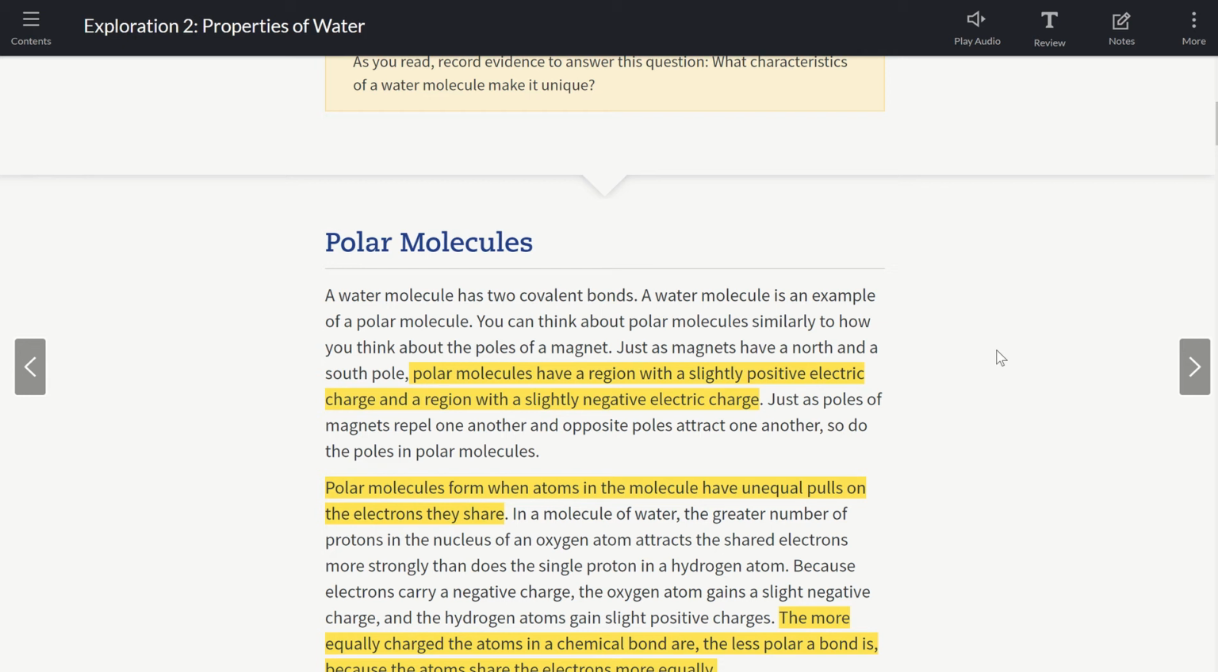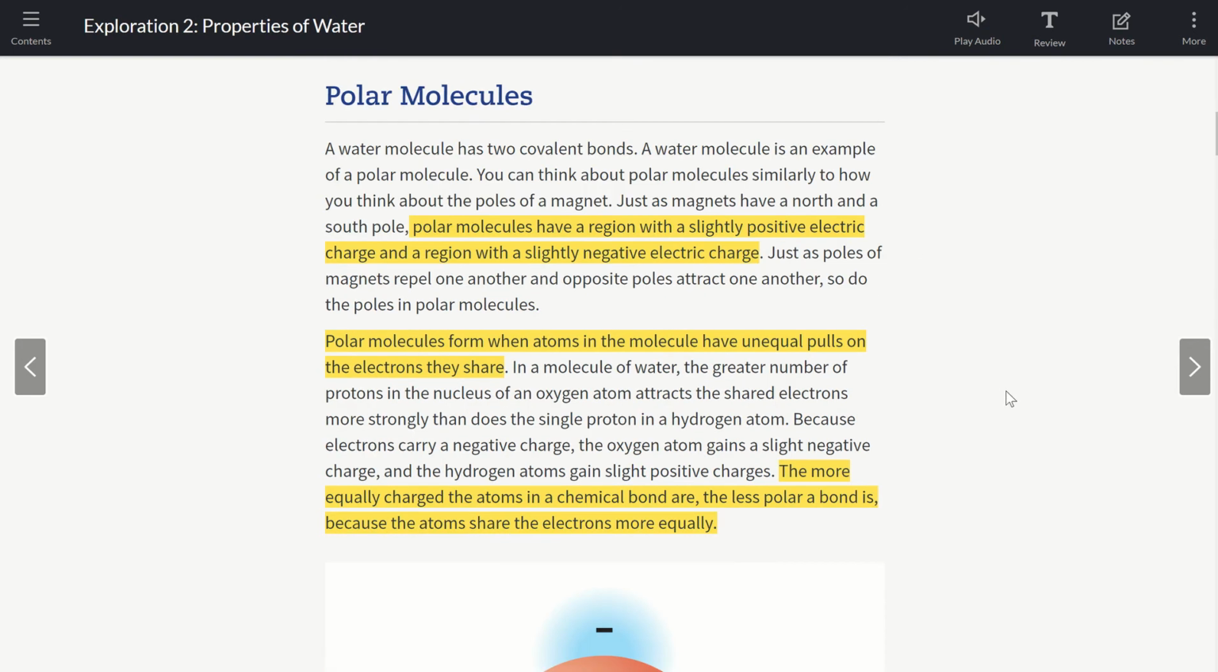So a polar molecule is, like I said right here in the textbook, a molecule with a slightly positive electric charge and another part of the molecule that's slightly negative. The more equally charged the atoms are, the less polar the bond is, because the atoms are going to share them more equally. And this typically has to do with the size of the atom. The larger an atom is, the more protons it has, and the more likely it is to be able to pull those electrons closer to itself.